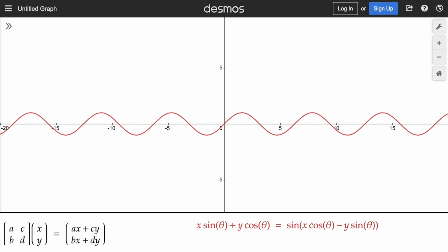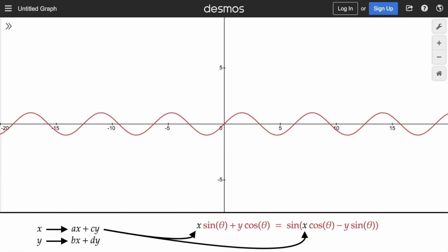But the truth is, this rule doesn't really matter, and the matrix itself doesn't really matter either. All that matters is we start at the point xy, and the linear transformation tells us to go to the new point ax plus cy, bx plus dy. Or to put it another way, the x-coordinate turns into ax plus cy, and the y-coordinate turns into bx plus dy. That's what the linear transformation does.